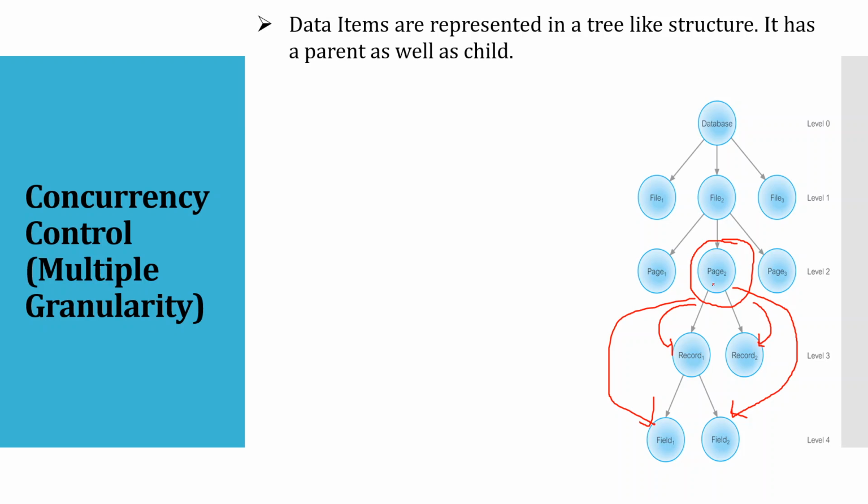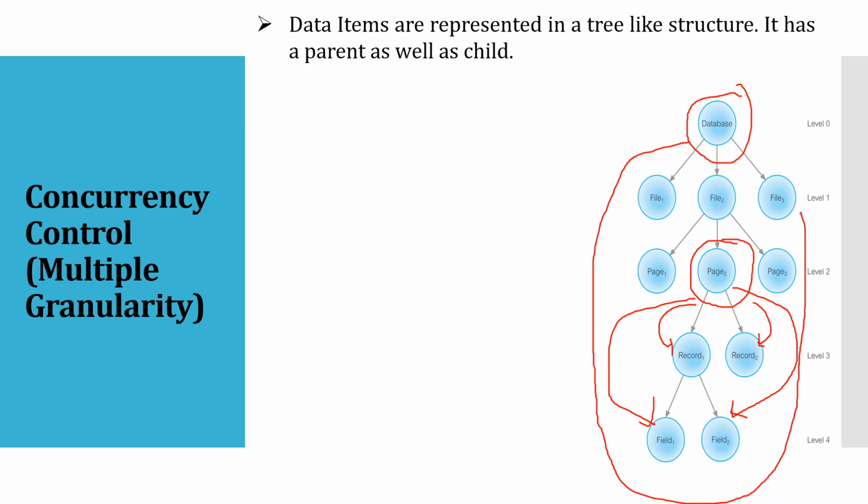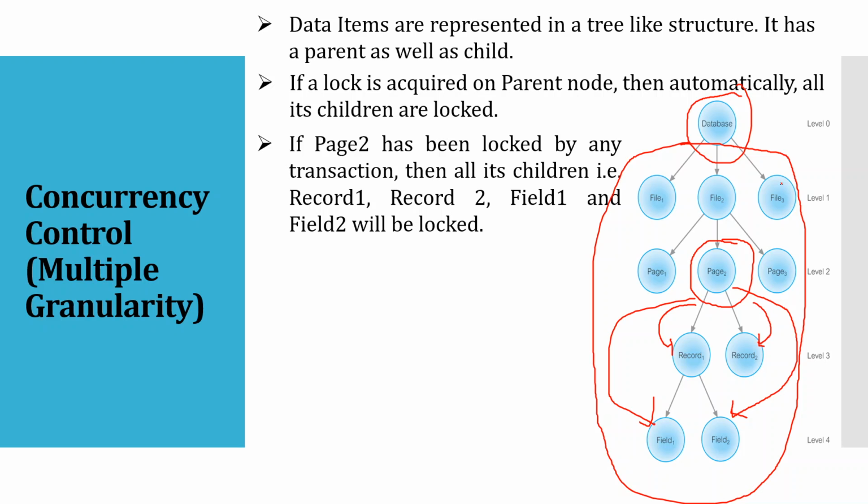If a parent has been locked by some transaction, intentionally or forcefully all its children will be locked by default. So if I am locking a database here, then all the children of this database will be locked intentionally or forcefully. So this is what multiple granularity or intention locking is. If a lock is acquired on a parent, automatically all children are locked. So if page 2 has been locked by any transaction, then all its children will be locked automatically.